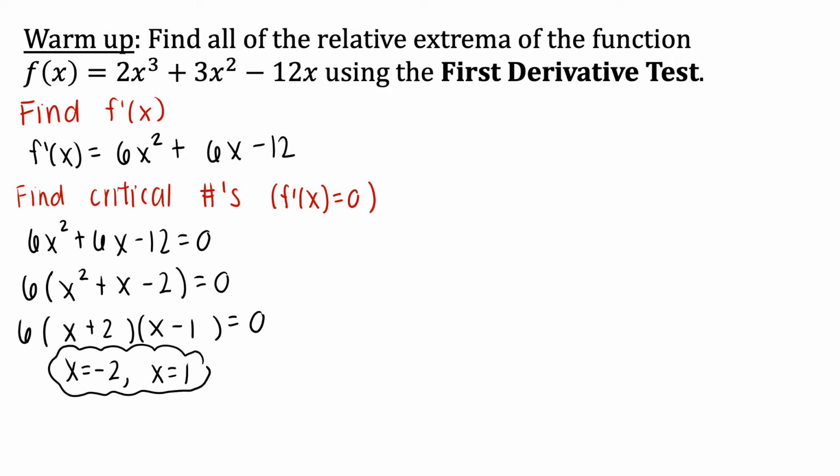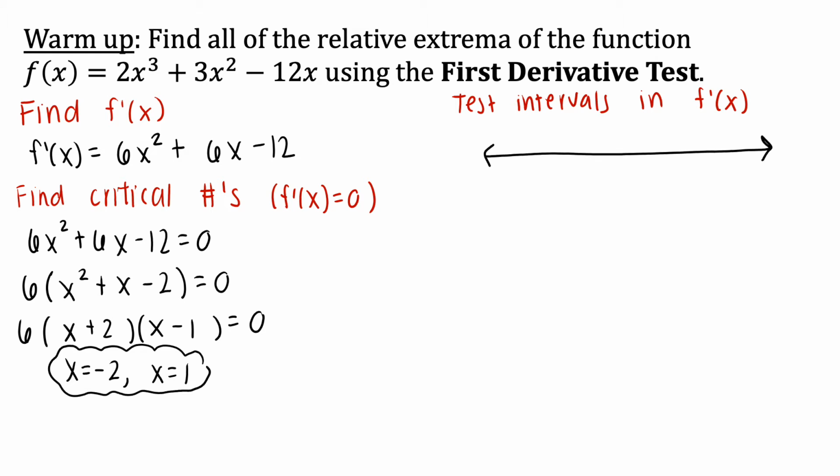Remember, with the first derivative test, our final step would be to test intervals around our critical numbers in our derivative f prime of x. So to do that, we set up our number line and we plotted our critical numbers, negative 2 and 1. From here, we identified numbers around or in those intervals. So let's plug in a negative 3, a 0, and a 2. Remember, you can plug in any numbers that are in those intervals. You don't have to do the same as me.